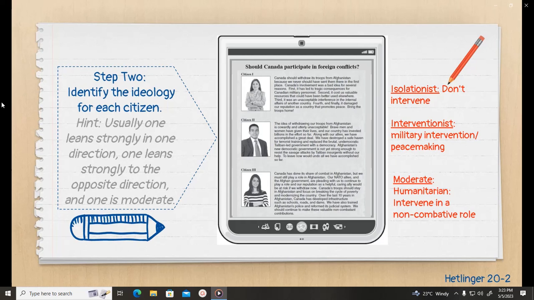And the last citizen, we'd consider her to be moderate. While she does believe in intervention, she believes that it shouldn't be combative. She's more of a humanitarian who wants us to go and help countries with aid, but not intervene with our military.